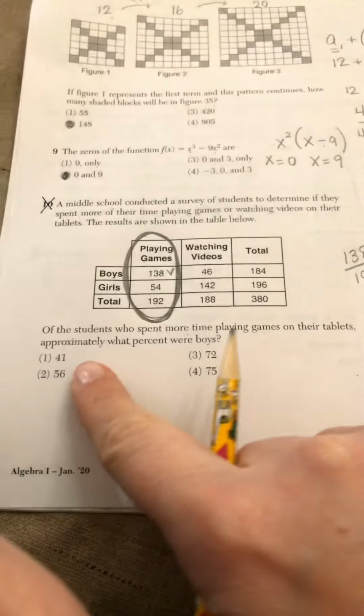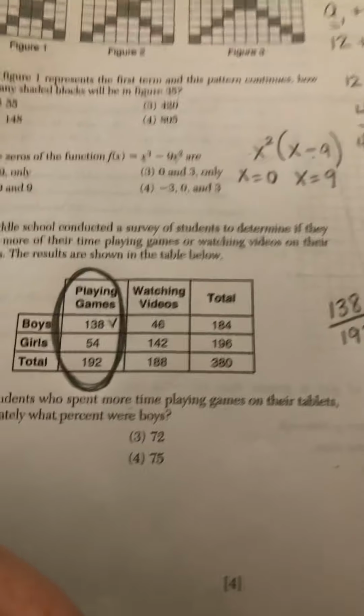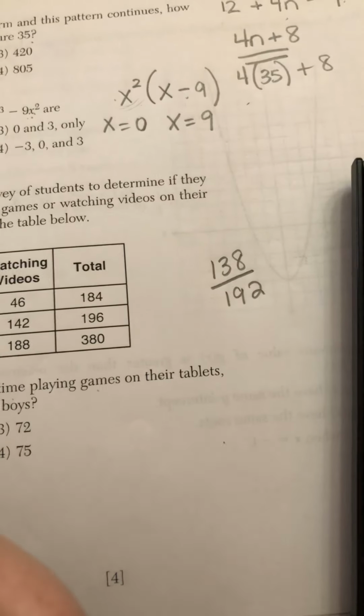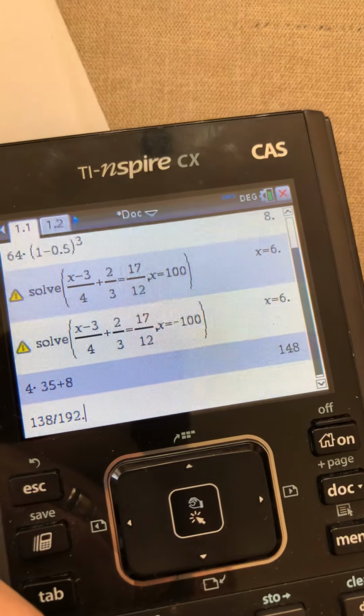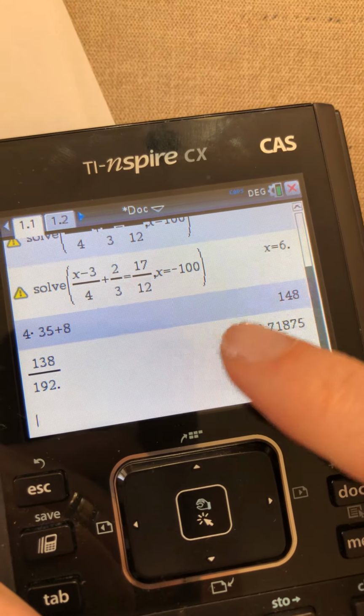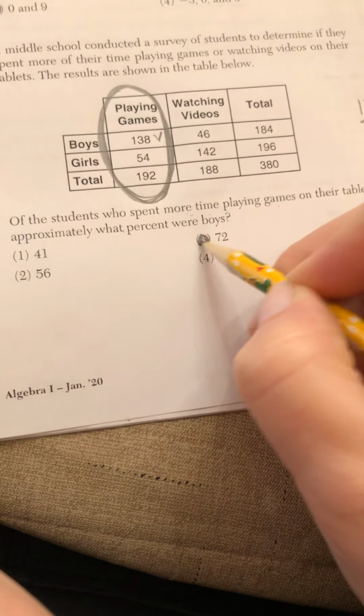All right, now that's not there. So what I'm going to do is divide this. 138 divided by 192. Pop a decimal point in there. What percent is that? Almost 72%. Here it is, 72. Okay, I think you guys could probably figure that one out. All right. We have just a couple more questions to do for this section, okay?